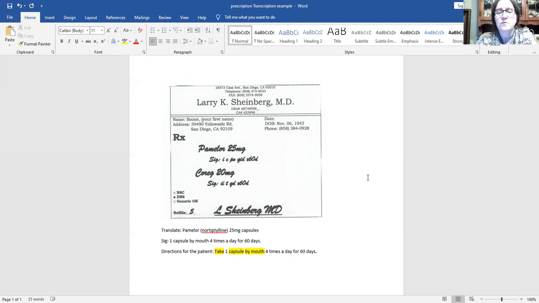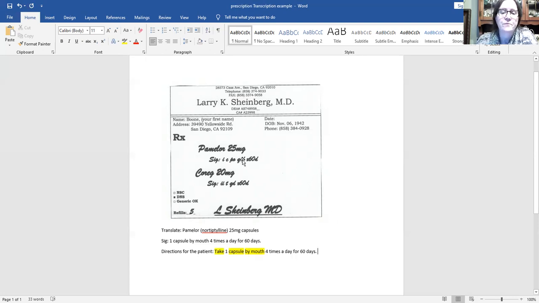So that's what I want to see on your prescription transcription. I want the route, I want the form, and I want the verb on there. So take, capsule, by mouth, okay? Because otherwise, the patient isn't really going to know what to do, and that's not proper form if you don't have those things on there.